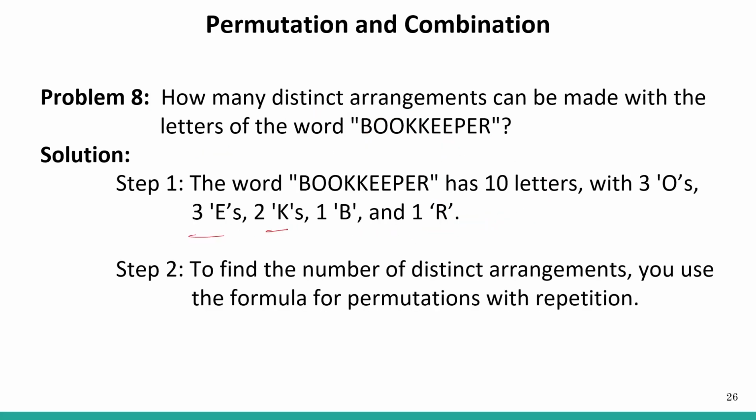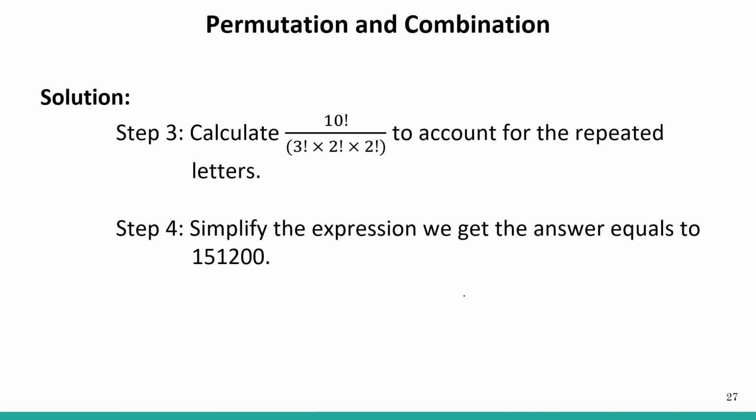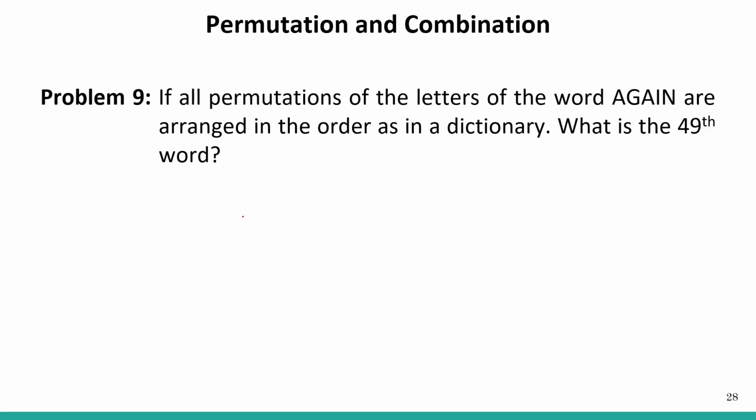Okay, there are 2 K's, 1 B and 1 R. And actually 2 O's are there. So to find the number of distinct arrangements, you use the formula for permutation with repetition. So it will be 3 factorial by 2 factorial and 2 factorial to account for the repeated letters. So it sums up to be 1,51,200.